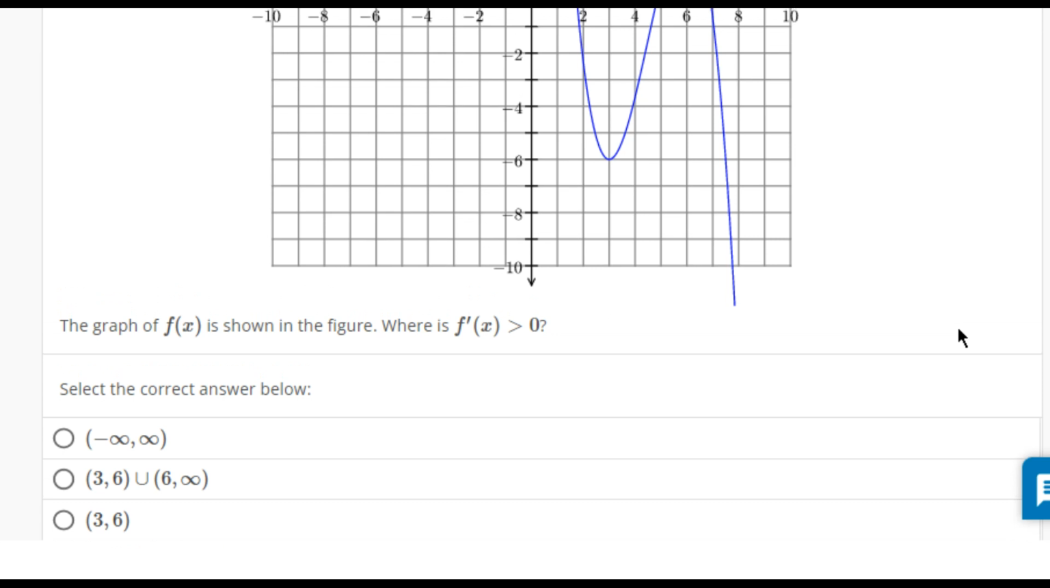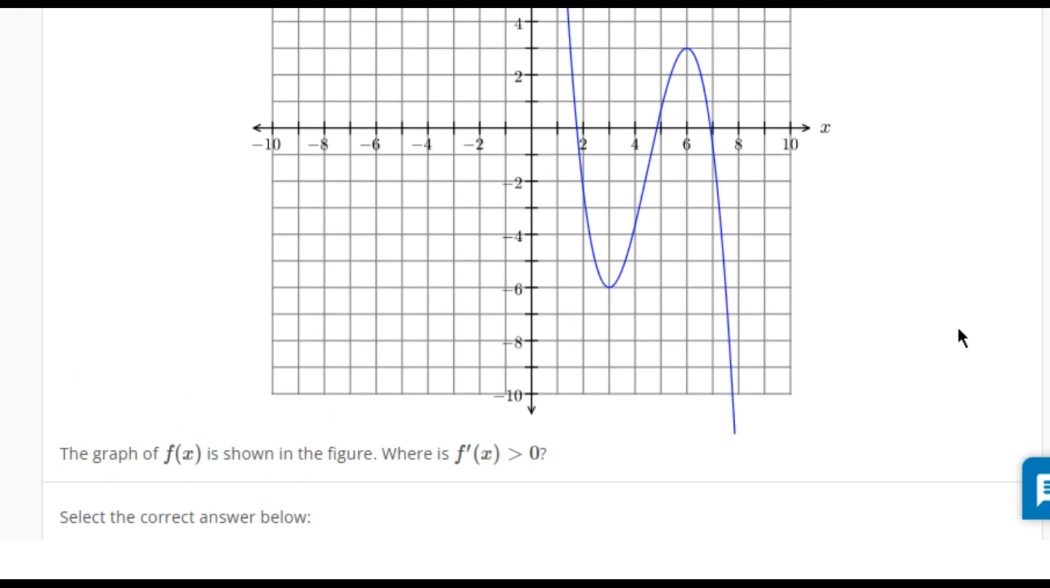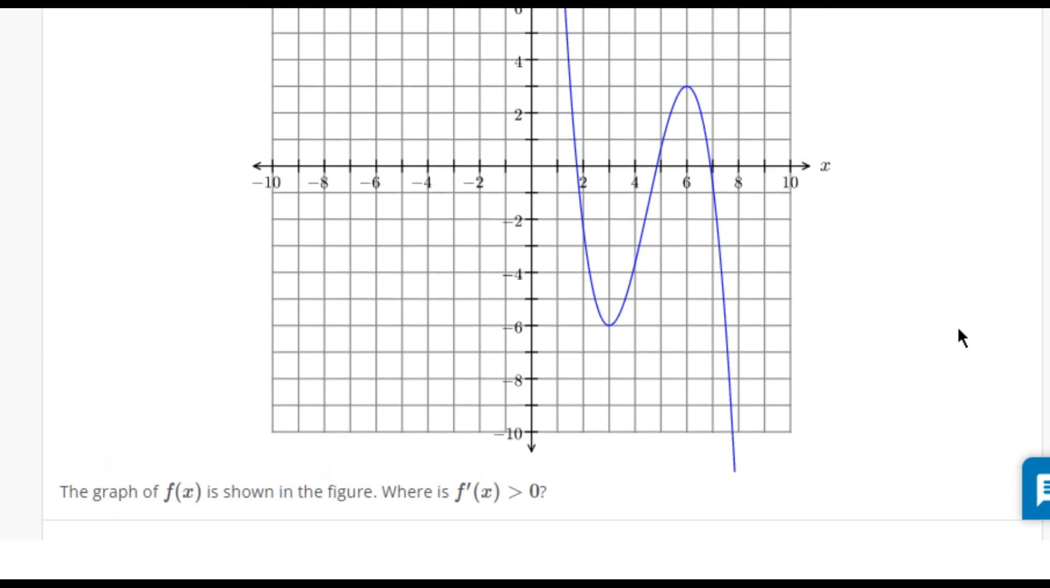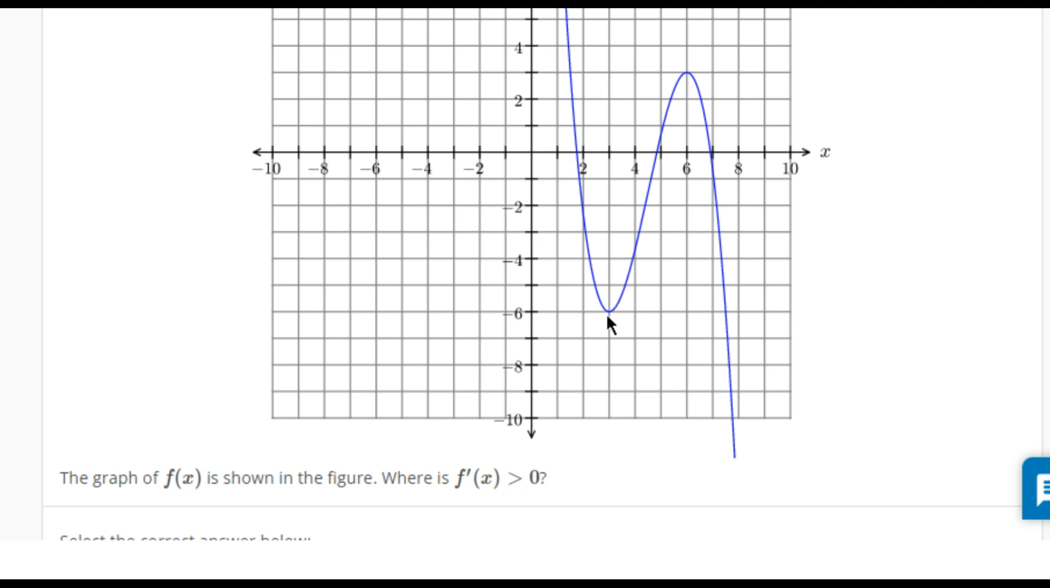The graph of f is shown. Where is f prime positive? That's from 2 to 6. It's from right here at 2 to this x value of 6. Everywhere in between, and I said 2, I meant 3. Here, let me draw a picture.